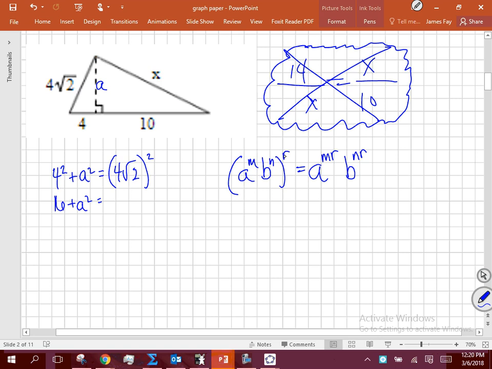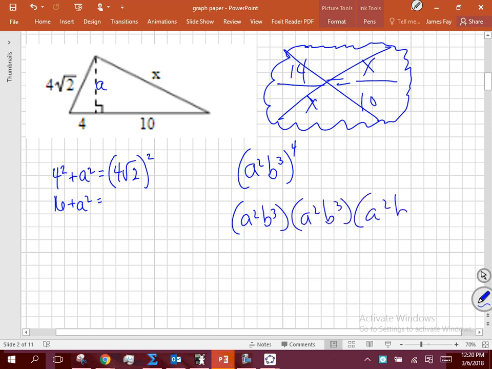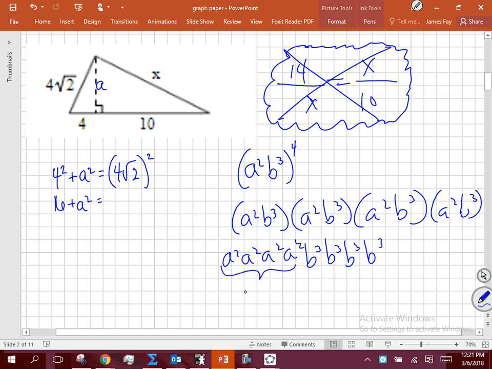What do I do? Let's use some specific values. If I had A squared, B to the third, and I raise that to the 4th power, does that mean I have A squared, B to the third, written four times? And doesn't that mean I have A squared times A squared times A squared times A squared times B cubed, B cubed, B cubed, B cubed? Now, the rule is, if I'm going to multiply like bases, what do you do with the exponents? Add them, right? So is that A to the 2 plus 2 plus 2 plus 2, and then B to the 3 plus 3 plus 3 plus 3?